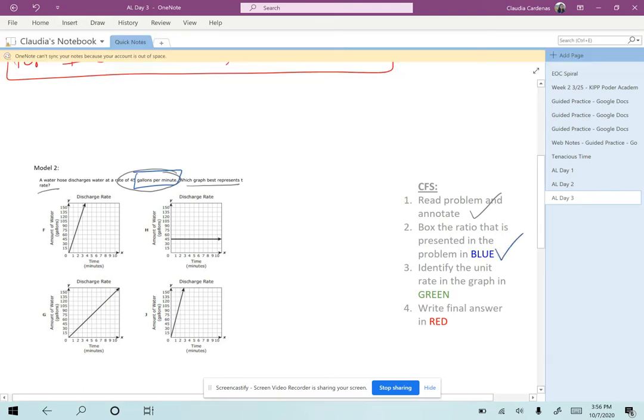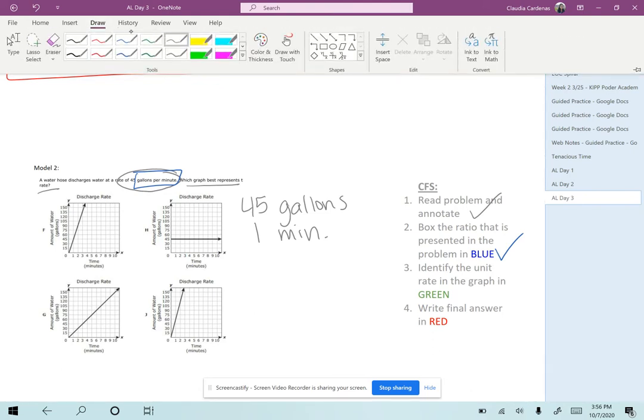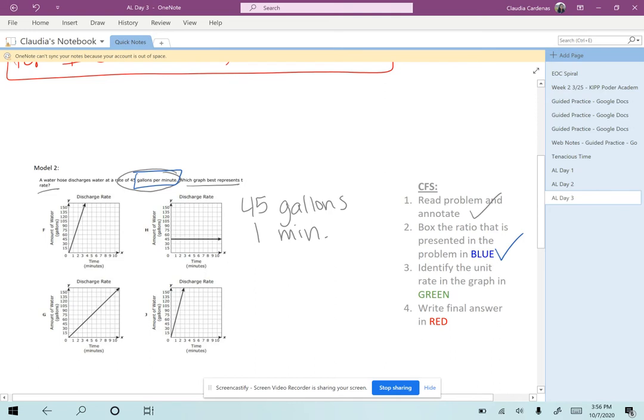All right, well, now if we're going to identify the unit rate in the graph, we need to see for 45 gallons, it is 1 minute of time. Okay, so let me make sure I have green. So I see on this graph at 1, this graph hits at 45, and I see that the time in minutes is the X, and the amount of water is the Y. So remember, Y depends on X. Okay, so far that looks good.